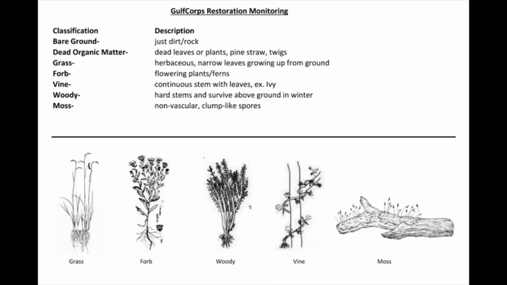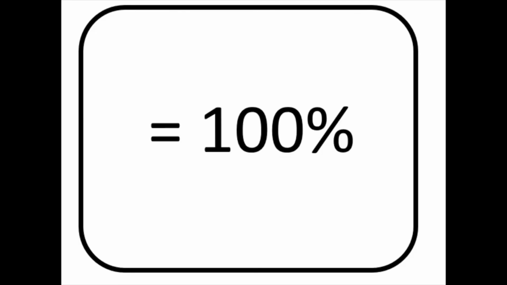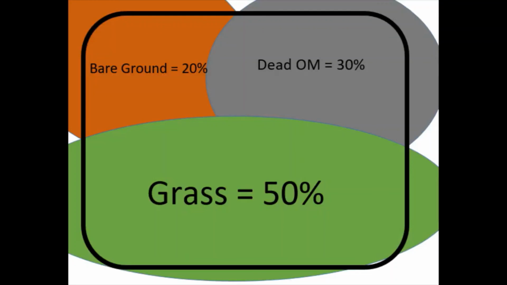Forbs are flowering plants as well as ferns. Vines have a continuous stem with leaves. These tend to have thorns and also grow in spirals. Woody plants have hard stems and survive through winter. Moss is non-vascular and will have clump-like spores. Classification categories need to all add up to 100. For example, you may have 20% bare ground, 30% dead organic matter, and 50% grass, and no other categories.